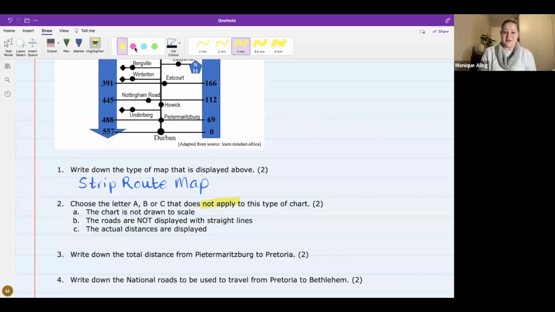Based on the answers, let's just quickly help out here. The correct answer is B. The roads are not displayed with straight lines. That is not true because they are displayed with straight lines. But it's the English there, so we wanted to find the one that's not true, and they're saying that it's not displayed with straight lines. So that is the not true one. A little bit of a tricky one.